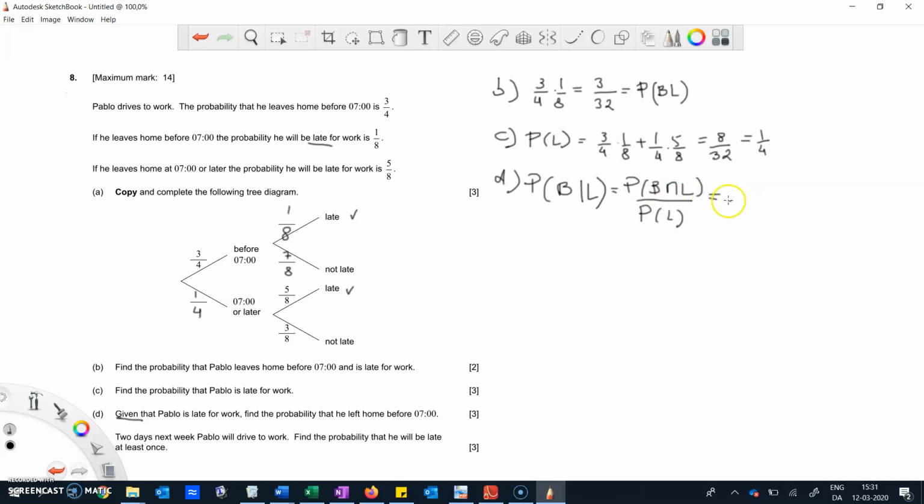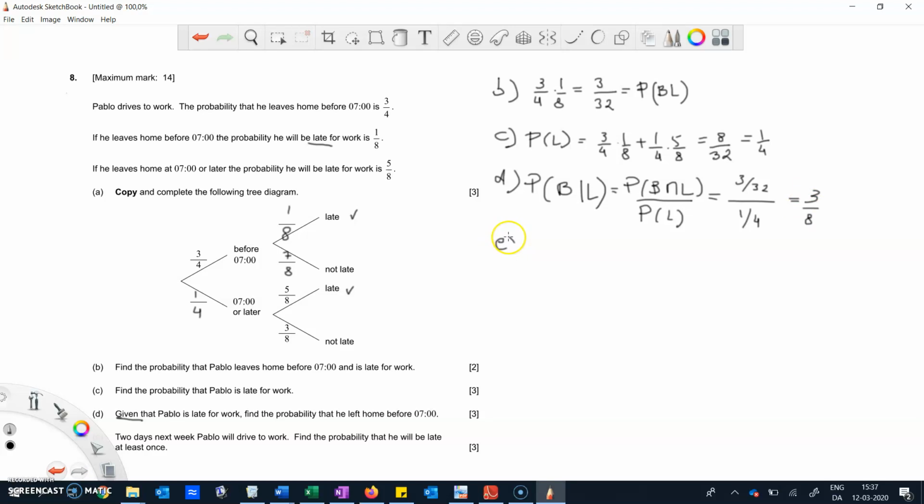So it's simply what we found above, 1 over 4, for the probability of L. And the probability that he leaves before 7 and is late, right, is going to be 3 over 4 times 1 over 8. So it's 3 over 32, right? So we will have this equal to 3 over 32 divided by 8 over 32. So we're going to have 3 over 8.